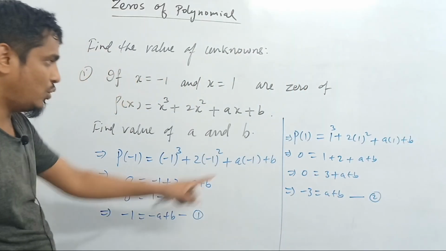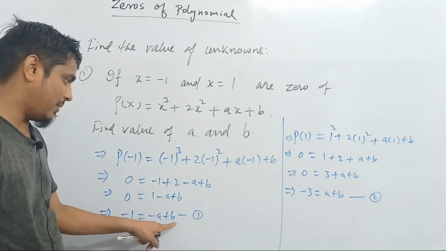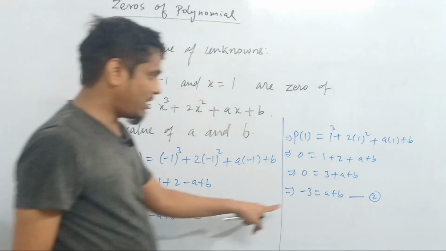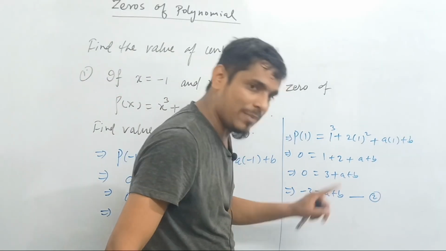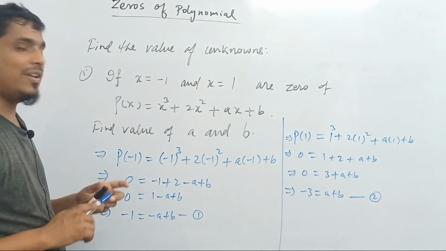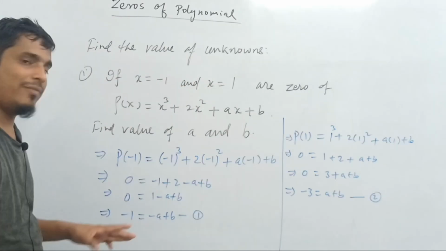We have got two equations in two variables. The first equation is minus 1 equal to minus a plus b, and the second equation is minus 3 equal to a plus b. So how can we solve this? For solving equations in two variables, we have different methods.